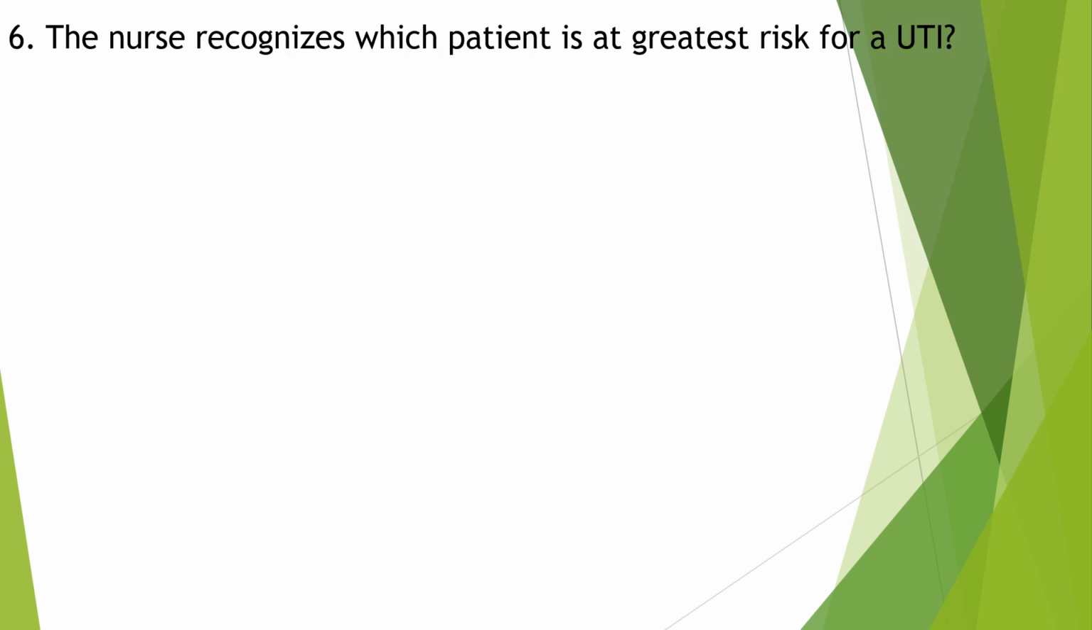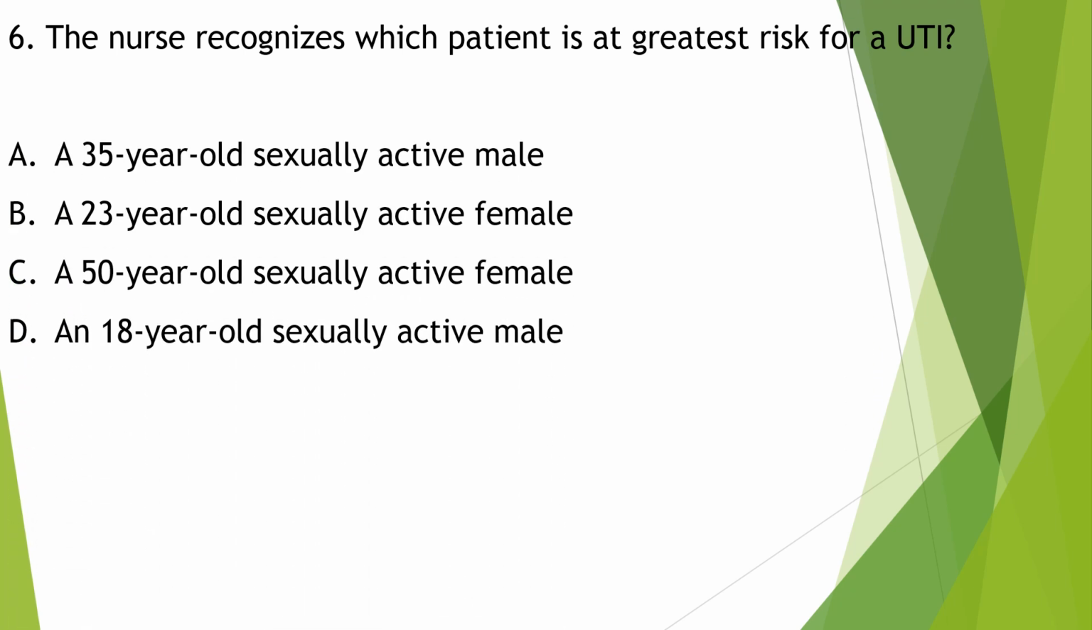The nurse recognizes which patient is at greatest risk for a UTI: a 35-year-old sexually active male, a 23-year-old sexually active female, a 50-year-old sexually active female, or an 18-year-old sexually active male.